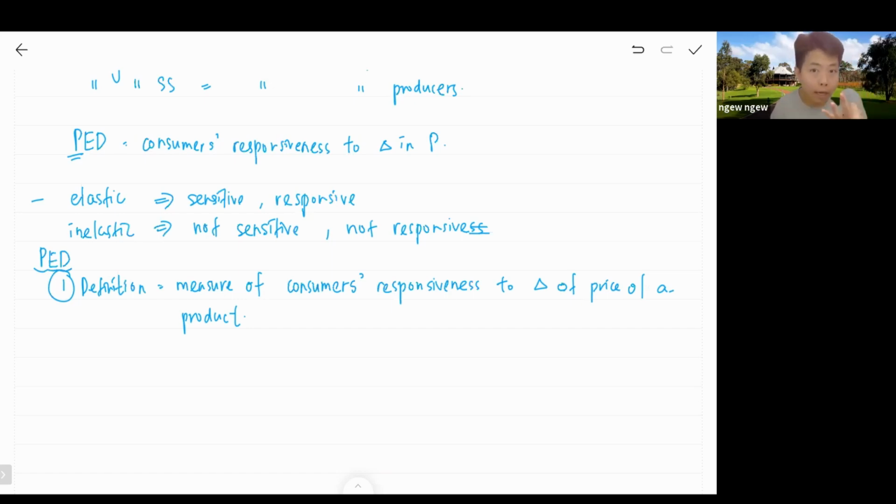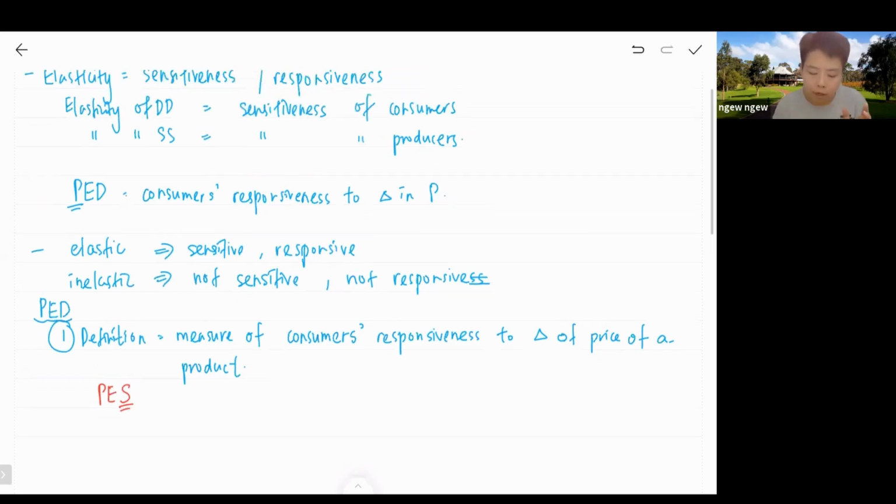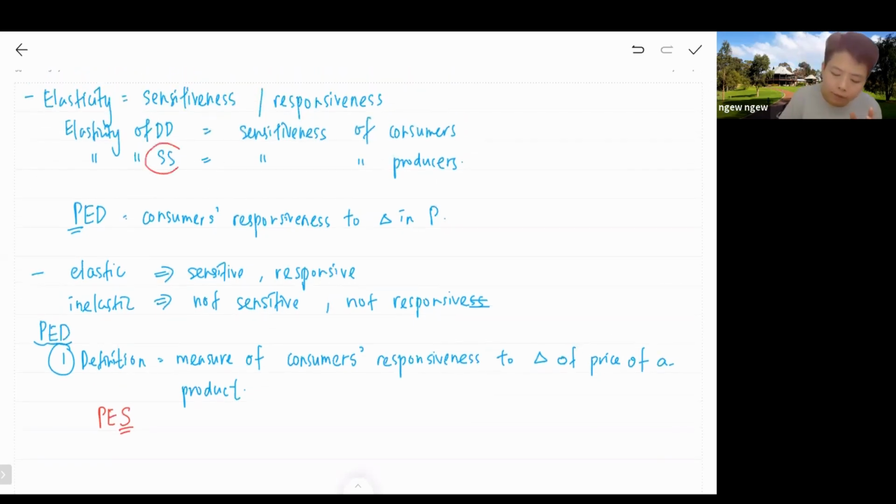In the entire A-level syllabus, we are going to learn 4 elasticity concepts, which is PED, YED, XED, and PES. So what changes depends on the front alphabet, the first alphabet, and also the last alphabet. For example, if I am going to talk about PES, so I use this color. What changes is the alphabet in the end. Like what we mentioned just now, if it is elasticity of supply, it refers to producers, right?